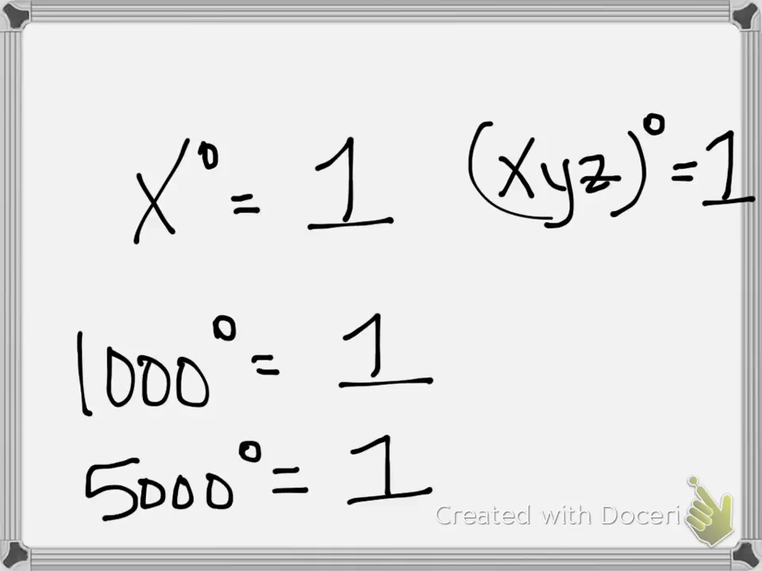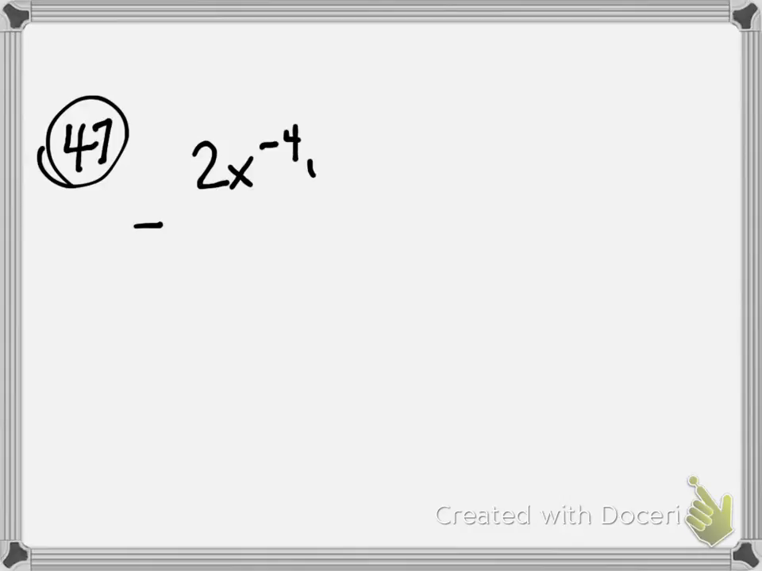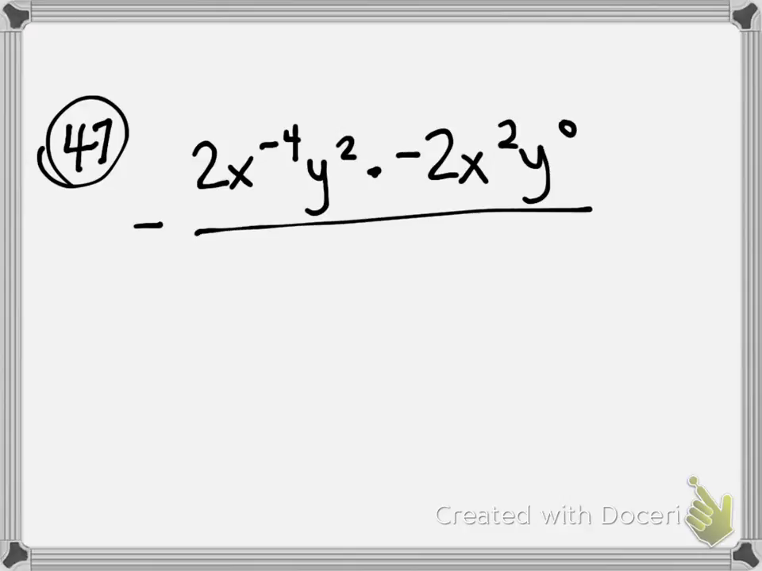So let's look at number 50. You know what, I don't want to do number 50, I just want to do 47. I'm sorry, I changed my mind on you. 47 has a negative, and then we have 2x to the negative 4, y squared, times negative 2x squared y to the 0, all over negative x to the 4th, y to the negative 3, to the negative 1. Because we haven't talked about negative exponents yet.